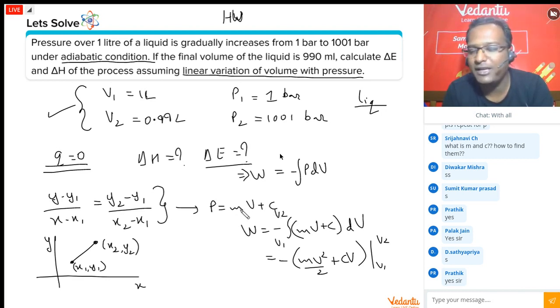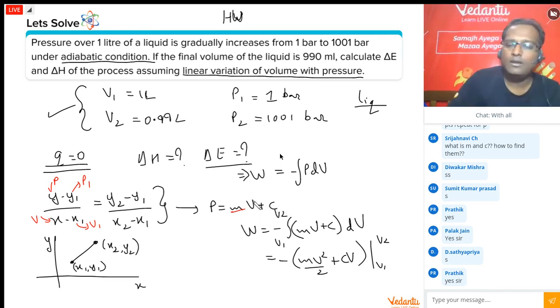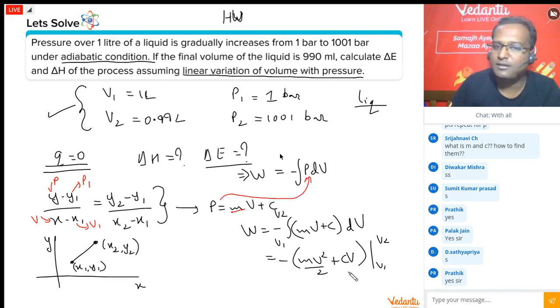How will you get the value of m and c? When you substitute in this equation p in place of y, v in place of x, p1 in place of y1, v1 in place of x1, and so on, you will get this form. So the number associated with v will be m, and the number separately will be c. You substitute the pressure formula here, you integrate, you get the work done.